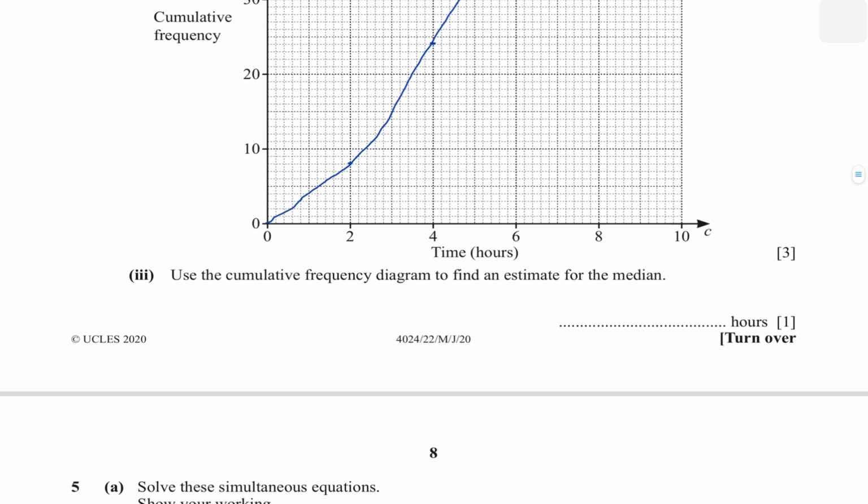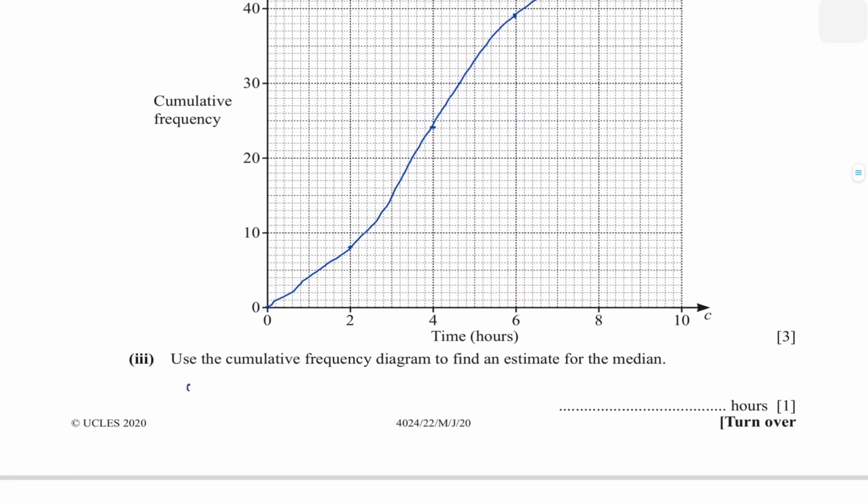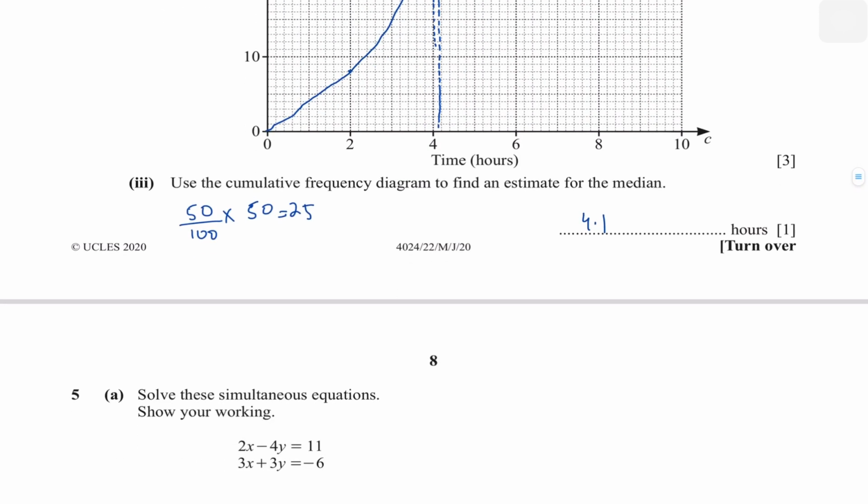Alright, now the question says use the cumulative frequency diagram to find an estimate for the median. So what's the median? Median is basically 50% of the total frequency, which is 50. So 50% of 50 is going to be 25, but don't get carried away. 25 is not going to be the final answer. It is the corresponding value of 25 that is going to be the final answer. So this approximately is between 4 and, let's see, what do we have? 4 and 4.2, right? So I'm going to log this at 4.1, and hopefully this is inside the acceptable range.